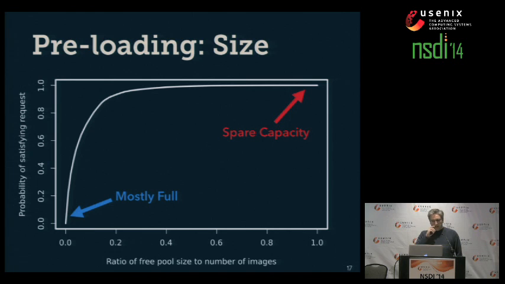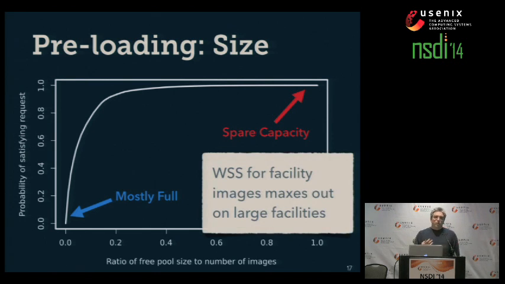And if we look at the left side, we have a facility that's mostly full that doesn't have a whole lot of idle capacity. Remember again that working set size, especially for facility images, is going to max out on very large facilities. So the number of images that we want to preload is going to be bounded, and the absolute number of actual physical disks that we have idle in a very large facility is probably going to be larger than that number of images that we want to preload.